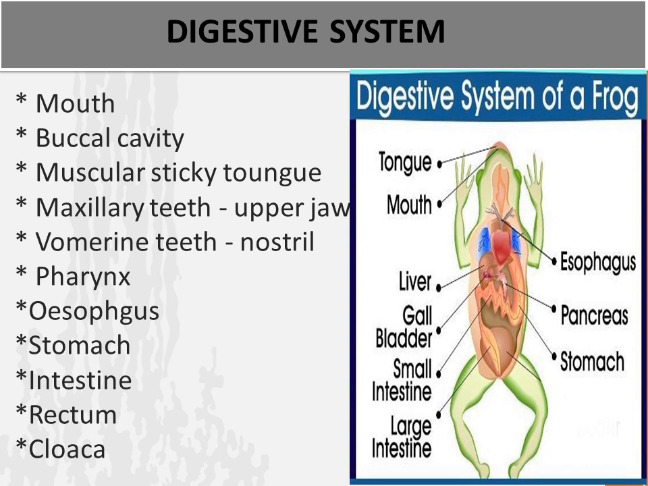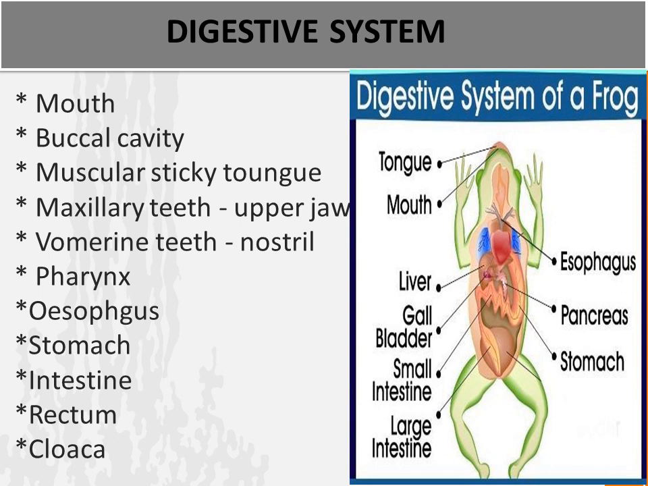Let us see what organs are involved in the digestive process of the frog. The first region is the mouth. Of course, the digestive system commences from the mouth. The mouth can widely open, right? And the mouth leads to the buccal cavity, and inside it there is a muscular sticky tongue. The frog has one muscular tongue, and it is long and sticky in nature, right?